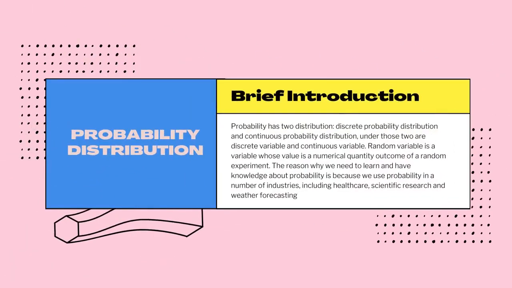Probability has two distributions: discrete probability distribution and continuous probability distribution. Under those two are discrete variable and continuous variable. A random variable is a variable whose value is a numerical outcome of a random experiment. The reason why we need to learn about probability is because we use probability in a number of industries, including healthcare, scientific research, and weather forecasting.